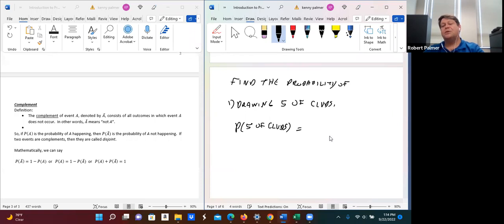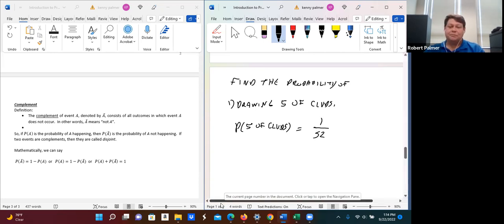Okay, well, the question is, so these are all equally likely. So this is much like the idea of flipping a coin or rolling a die. So there are 52 possible outcomes. Out of those 52, how many do I want? Well, there's only one 5 of clubs, so that is 1 out of 52.